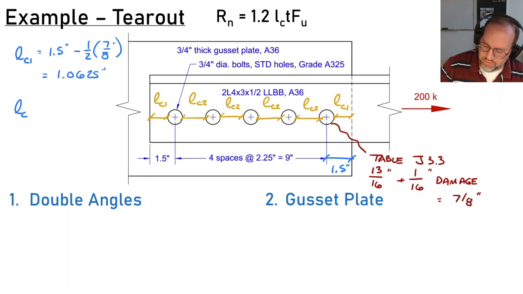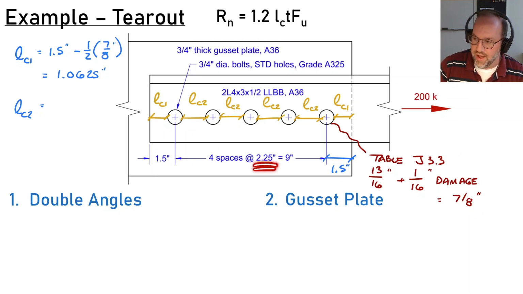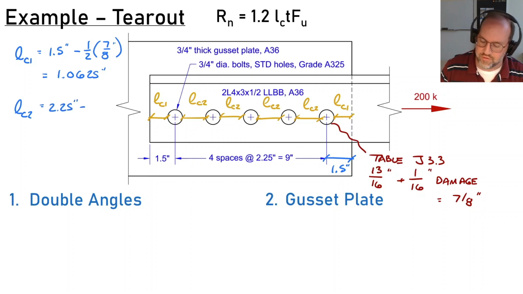And I'll need LC2 as well. That, as we can see here, is 2.25 inches. So 2.25 inches, and I'm going to subtract off the full diameter of one hole, 7/8. And that's going to give me 1.375 inches.